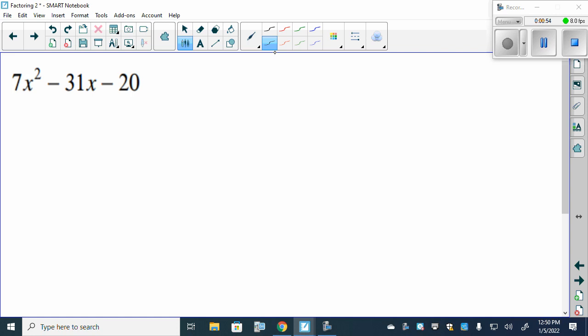And again, just like yesterday, the first main step in factoring is determining whether or not we have a greatest common factor. Because if we do have a greatest common factor, we'll need to pull it out. But looking at this here, 7x squared, 31x, and 20, well, there's not a greatest common factor between these three numbers. So we can move on to our two sets of parentheses with 3 spaces.